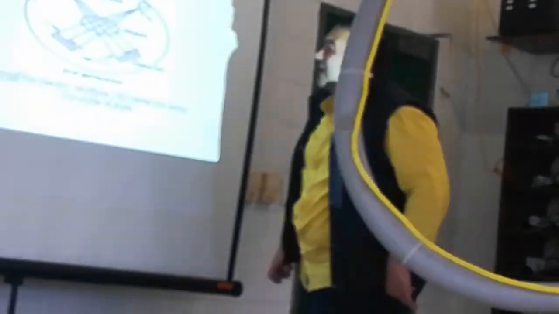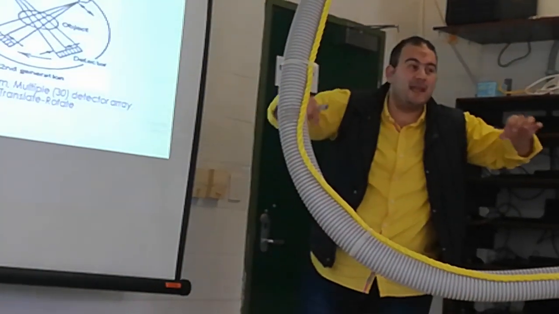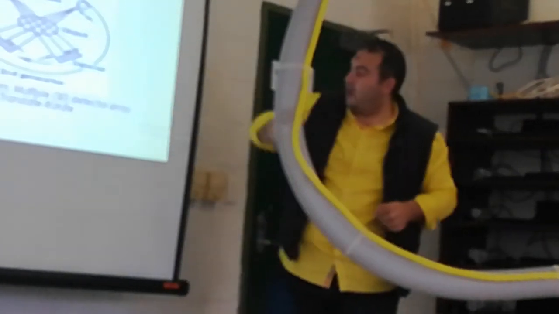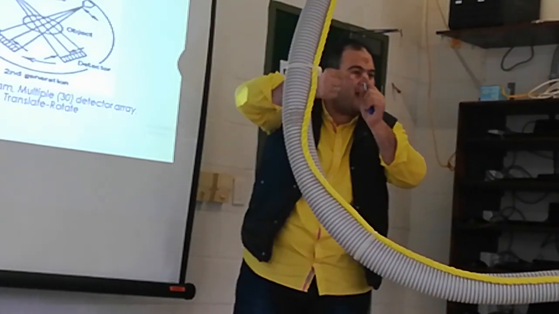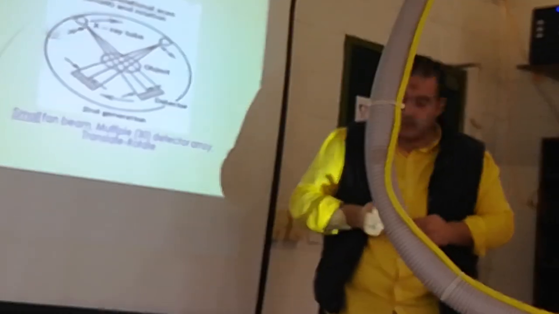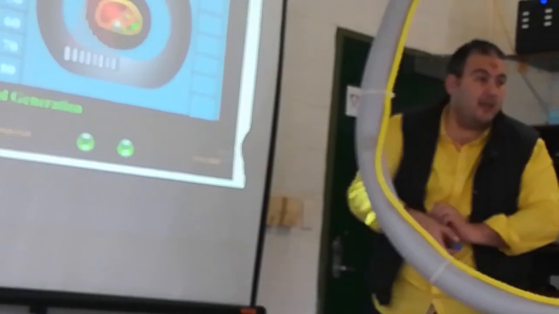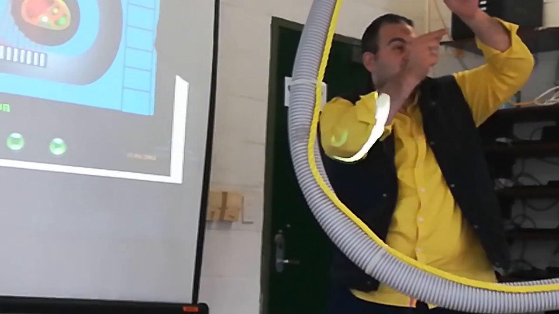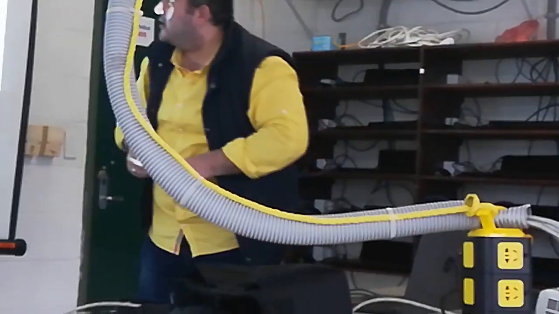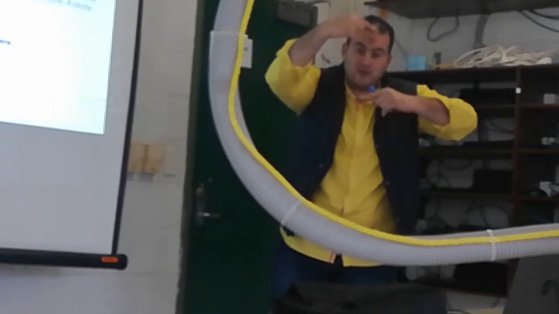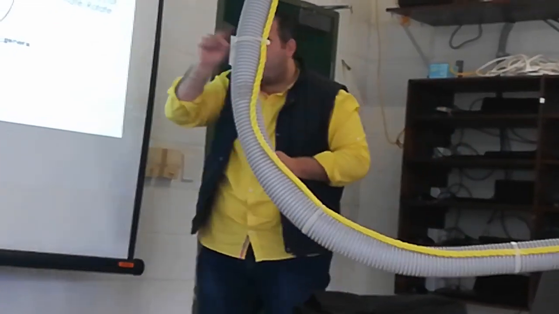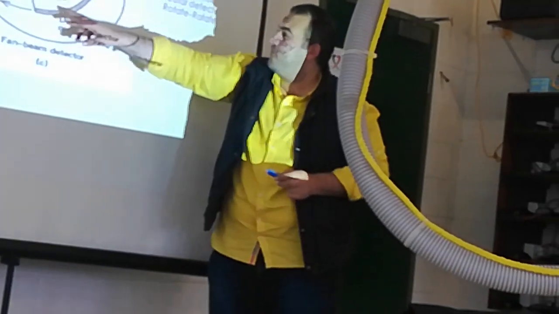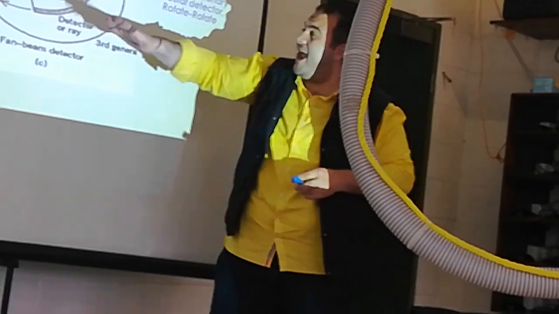Second generation increases the number of detectors in the same row, using a fan beam mounted around a 30-detector array, and the X-ray tube moves around the patient. It's called translate-rotate. The X-ray tube moves around the patient to cover all the slices I need to scan. For third generation, the angle of the fan beam is increased to cover the patient, so the number of angles or degrees will be reduced. Here the number of detectors increased in the same row and the angle increased.